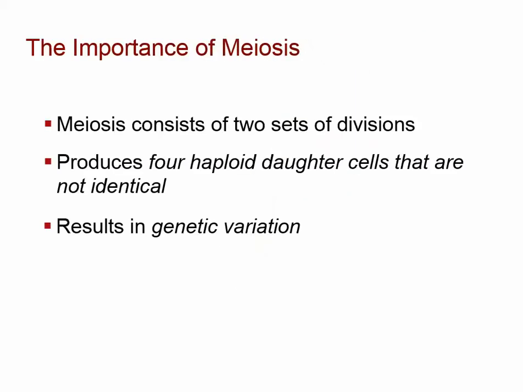So why is meiosis important? Well, first of all, it consists of 2 sets of divisions, and it produces 4 haploid daughter cells that are not identical, and it results in genetic variation. Genetic variation meaning that depending on which sperm and which egg fertilize or get fertilized is what the offspring will look like.